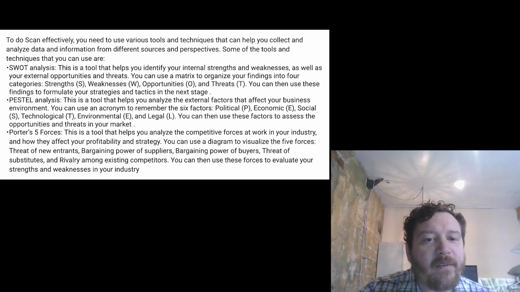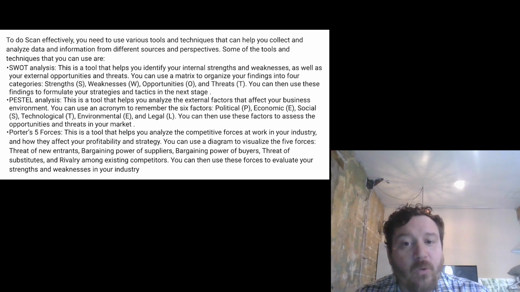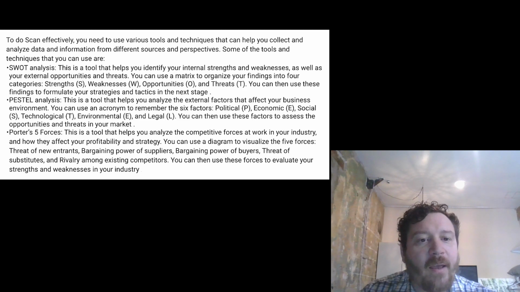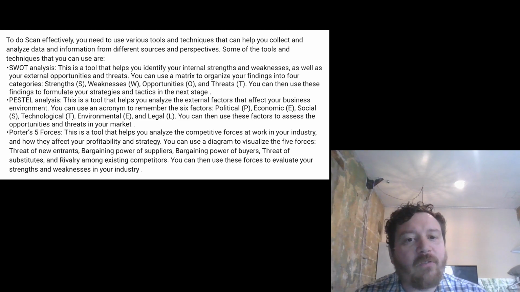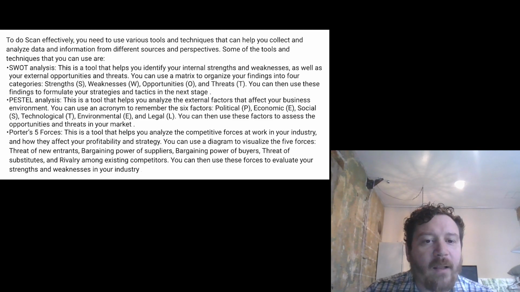To do scan effectively, you need to use various tools and techniques that can help you collect and analyze data and information from different sources and perspectives. Some of the tools and techniques that you can use are SWOT analysis.